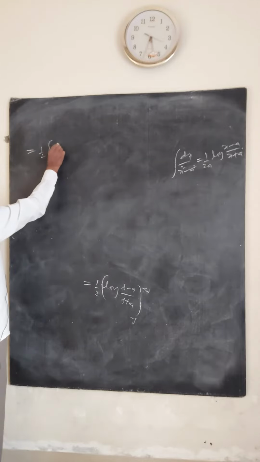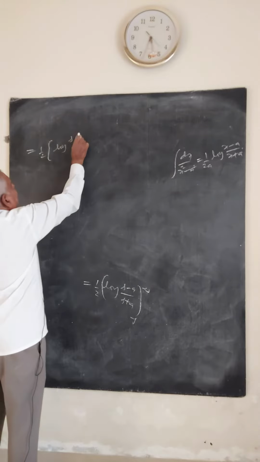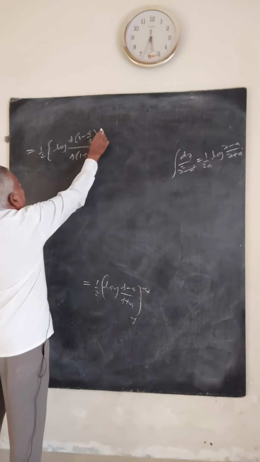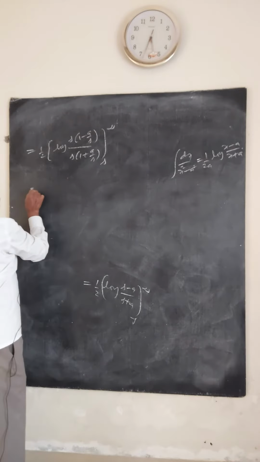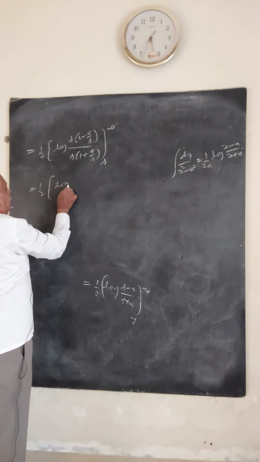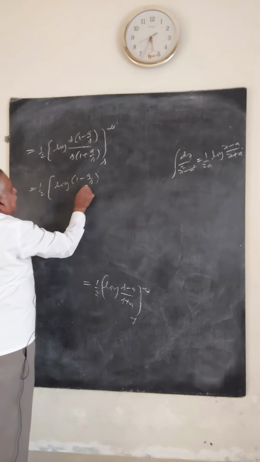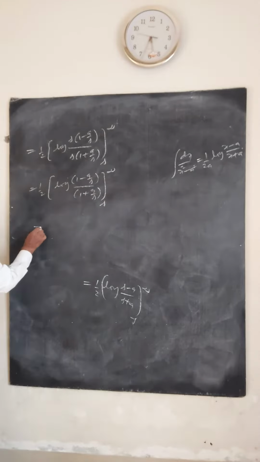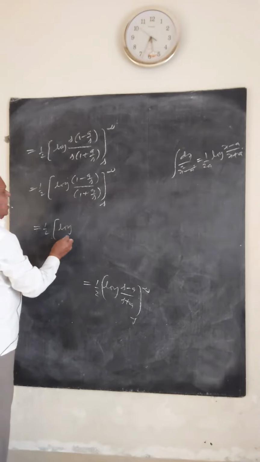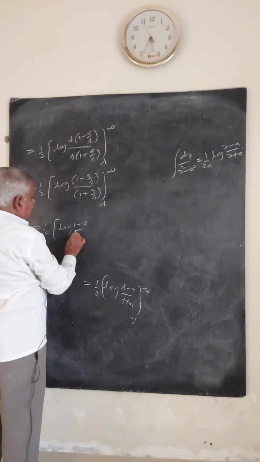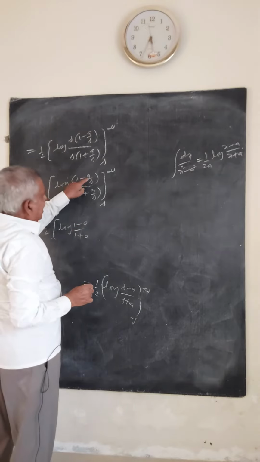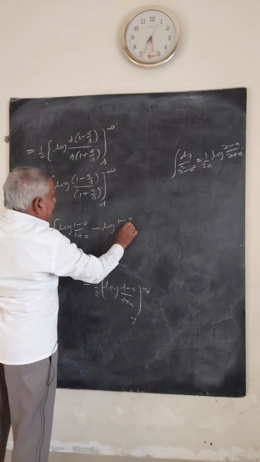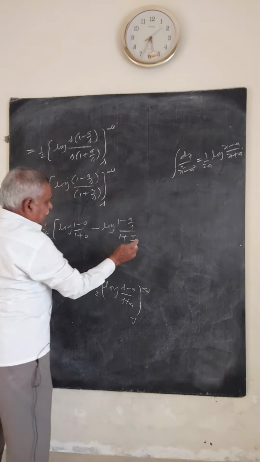One by two log of, s taken out, s into (1 − a/s) over s into (1 + a/s), s to infinity. One by two log of (1 − a/s)/(1 + a/s), s to infinity. Upper limit: log of (1 − 0)/(1 + 0), since any number divided by infinity is 0, minus log of, for s the same, lower limit, (1 − a/s)/(1 + a/s).